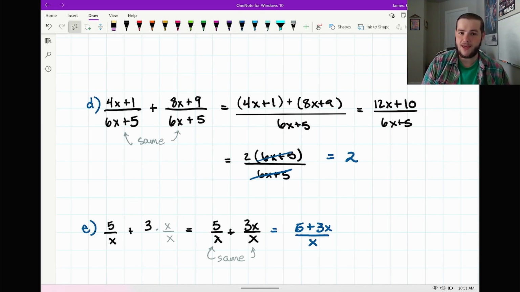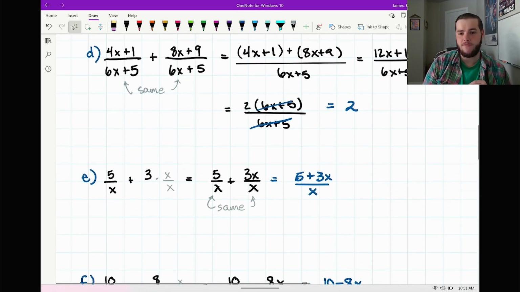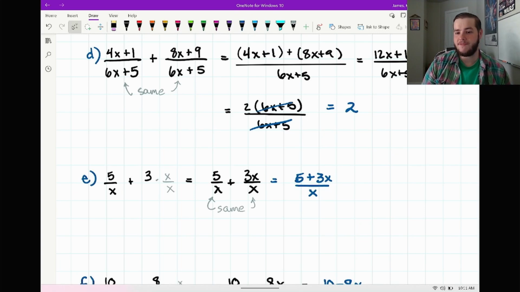But in part E, I don't have that luxury of having the same denominator, so I have to get a common denominator. I did that by multiplying top and bottom by x, and now that they have the same denominator, I can add their numerators together, and I have no more simplification to do. 5 plus 3x all over x is the final answer.